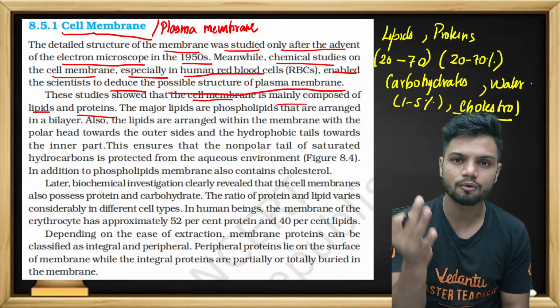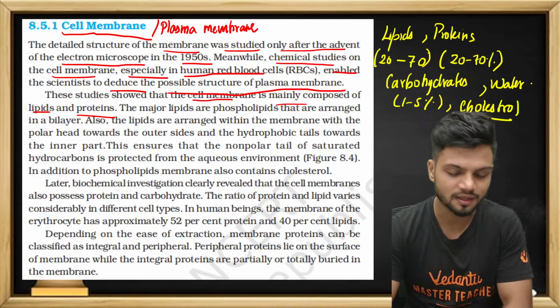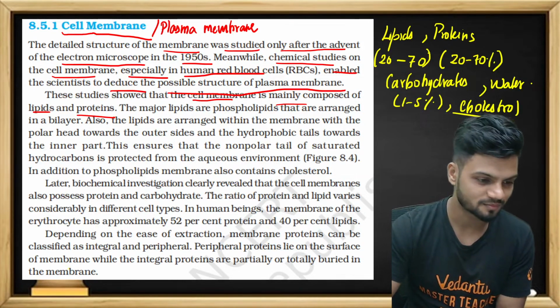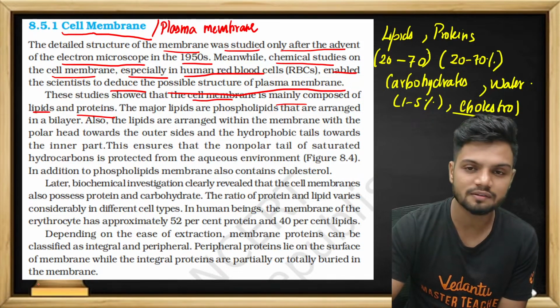So all the things make up a cell membrane: lipids, proteins, carbohydrates, water and cholesterol. Okay. What is missing? Yes, water is missing. Apart from that, cholesterol also is missing.